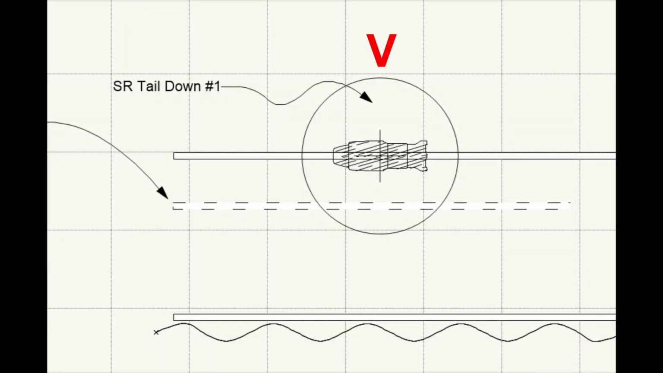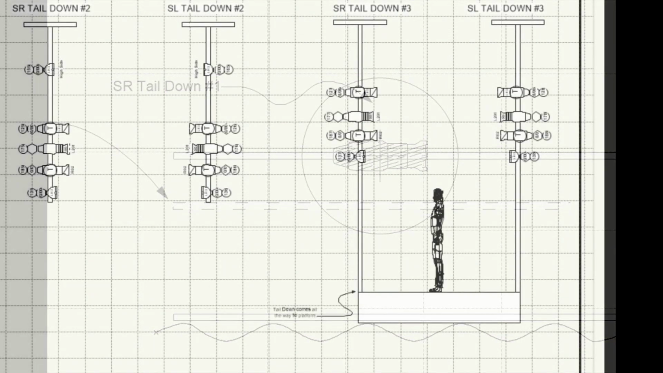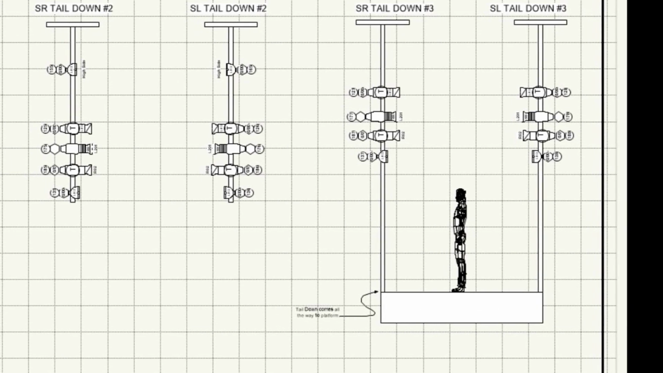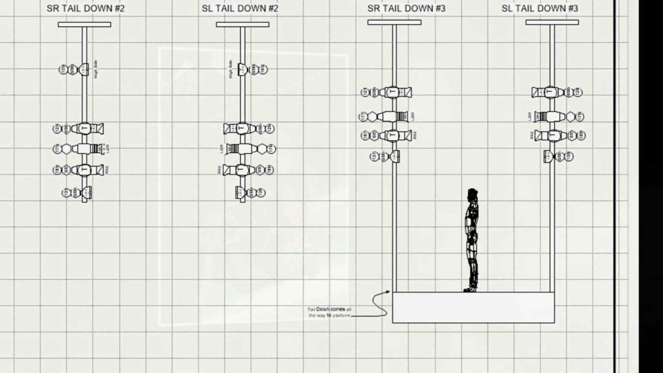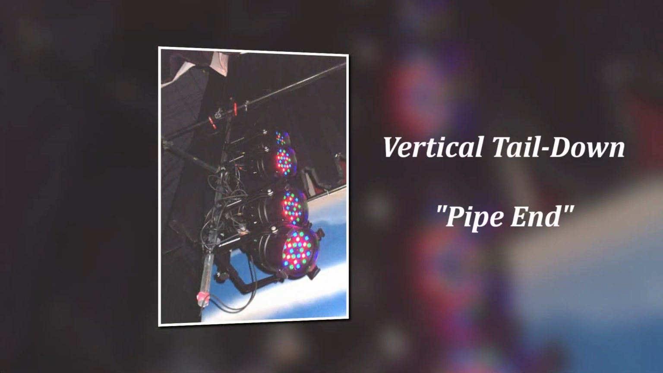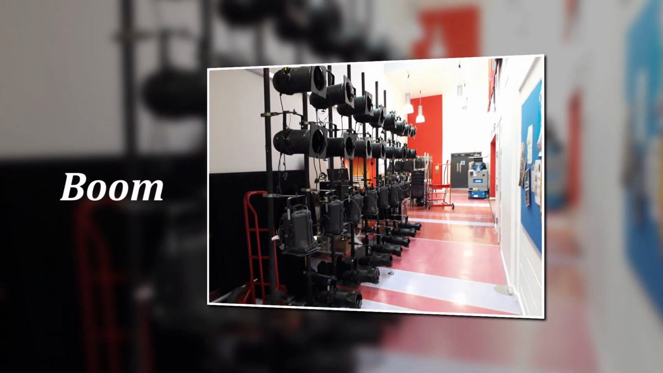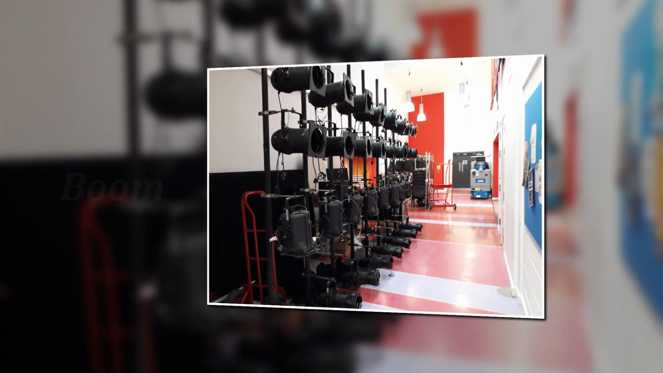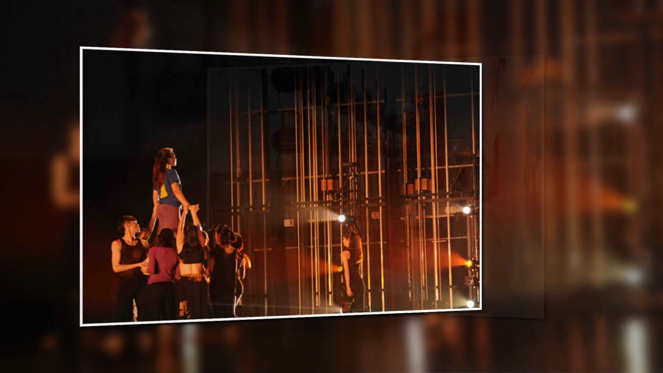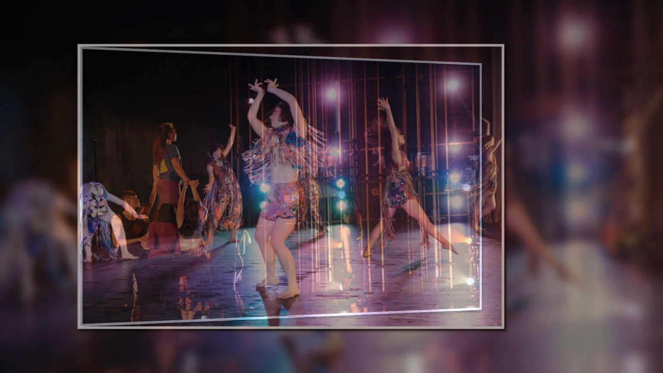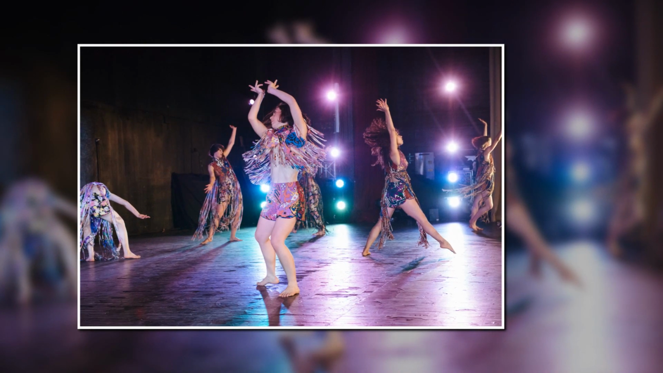This symbol indicates the designer has placed a tail down, or boom, in or along that lighting position. A tail down pipe is a pipe that hangs down, either vertically or horizontally, from an existing electrical pipe. Here we see a vertical tail down, or pipe end. Typically, a boom is a vertical pipe or truss piece connected to a base plate that's attached to the stage floor, or resting on the stage floor. Booms are often used in lighting design for dance, as seen here.